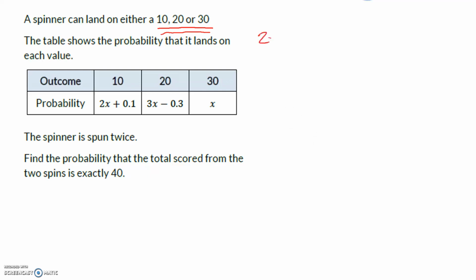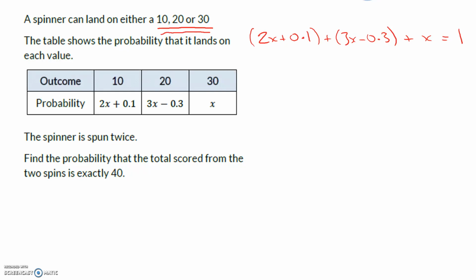Okay, we can say that 2x plus 0.1, that probability, plus 3x minus 0.3, that probability, plus x, those three probabilities have to sum to 1. This is really the OR rule, isn't it? We've got the probability of a 10, or the probability of a 20, or the probability of a 30, have to add up to 1. So we can go ahead and solve this.